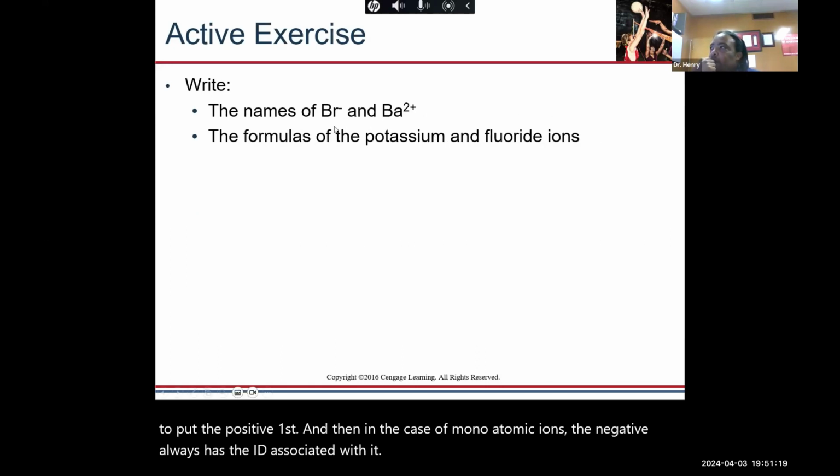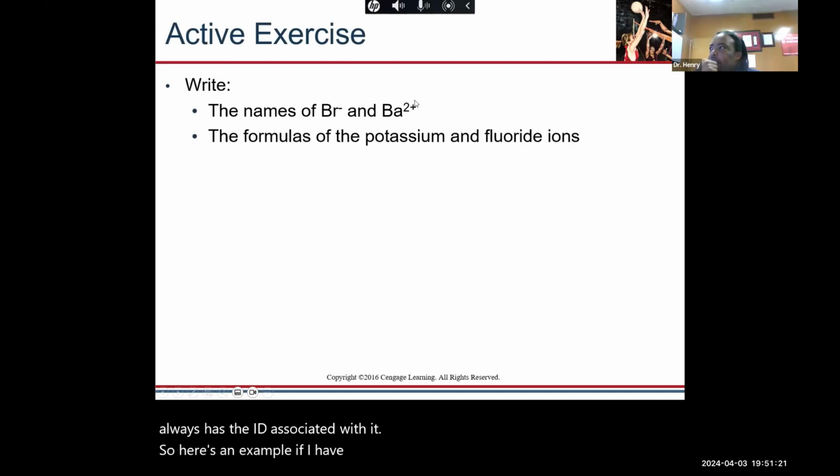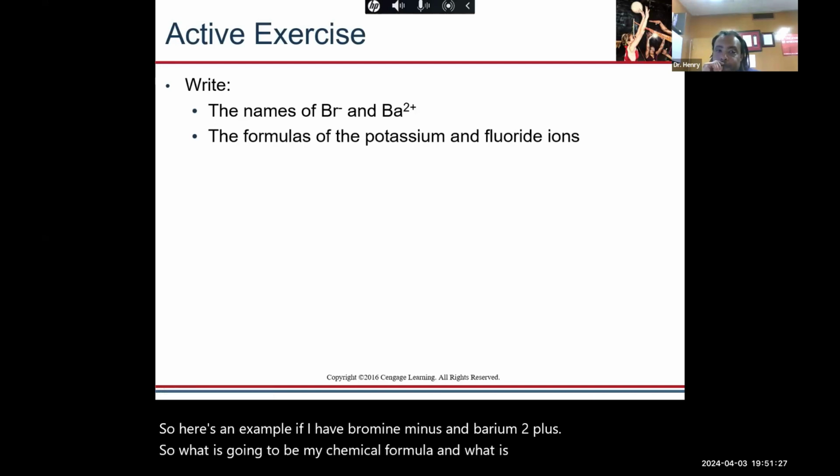So here's an example. If I have bromine minus and barium 2 plus, what is going to be my chemical formula and what is going to be my name?